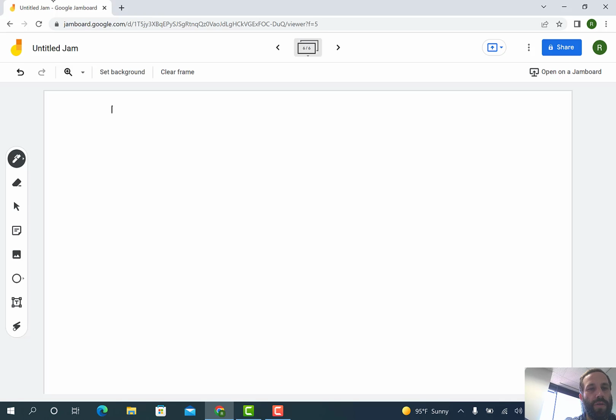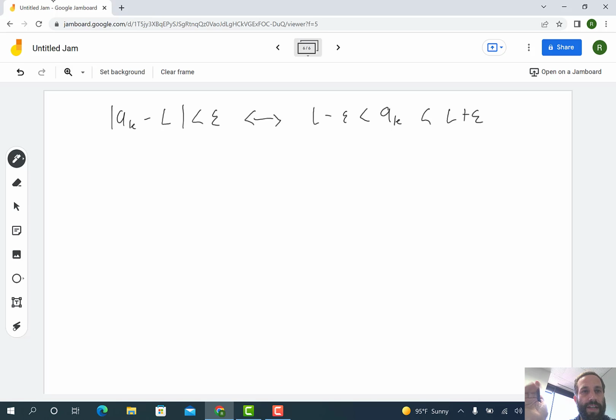So we know that |a_k minus L| is less than epsilon, and this is the same as saying L minus epsilon is less than a_k, and this is less than L plus epsilon. If you're wondering how to go from there to there, pause the video for a moment and think about it. This inequality is the same as saying minus epsilon is less than a_k minus L is less than epsilon. But if you need to think about that, feel free. And in fact, I encourage you, I'm telling you, pause the video and think about it.